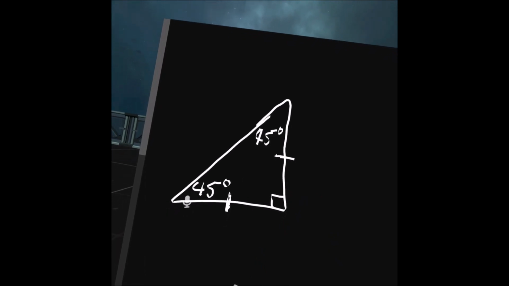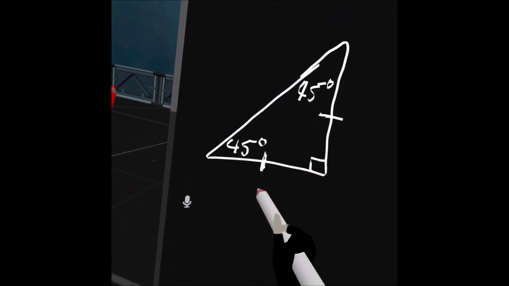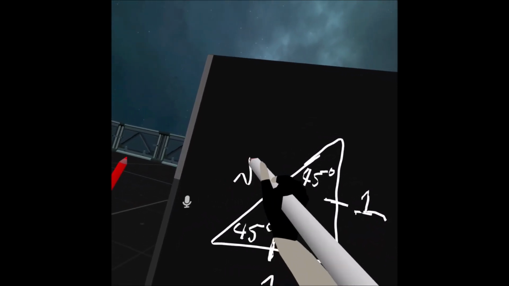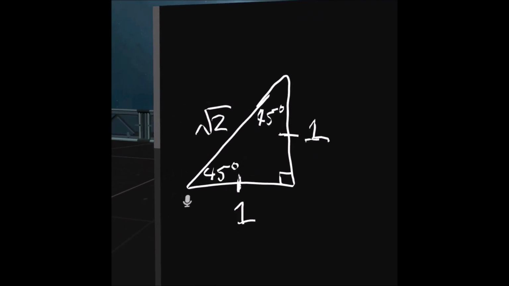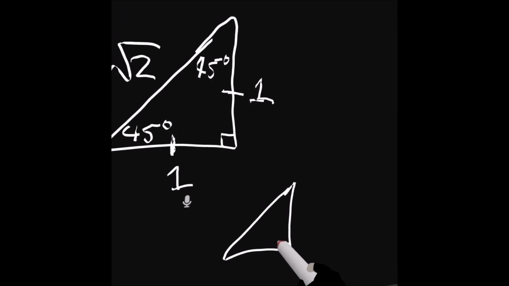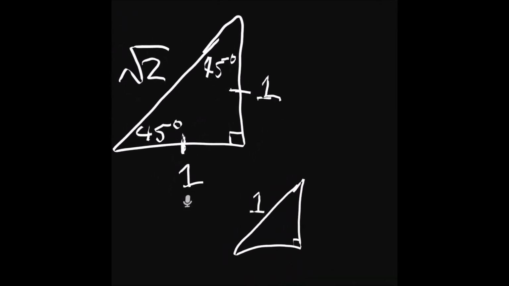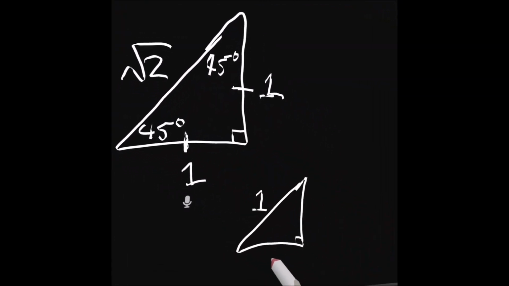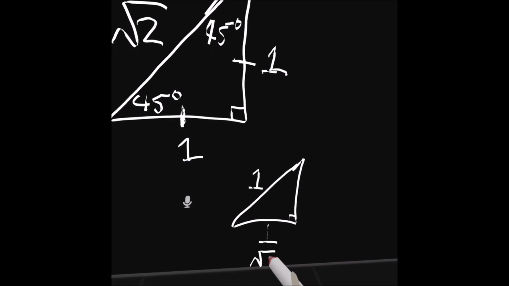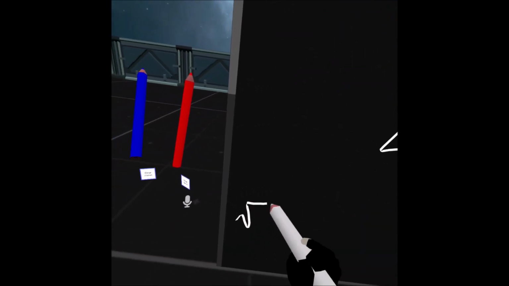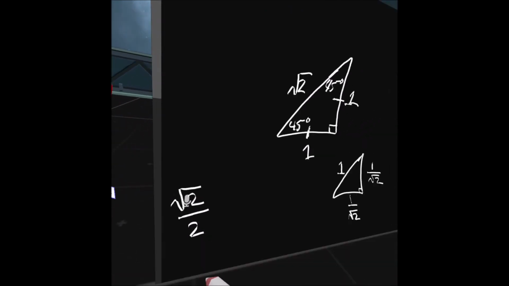And then for a 45-45 triangle, if this side is 1 and this side is 1, then this side would be square root of 2, okay? And if this side is 1, then what that does is make everything divide by the square root of 2. So this would be 1 over root 2, and this would be 1 over root 2. Sometimes the textbook would rewrite it as root 2 over 2.